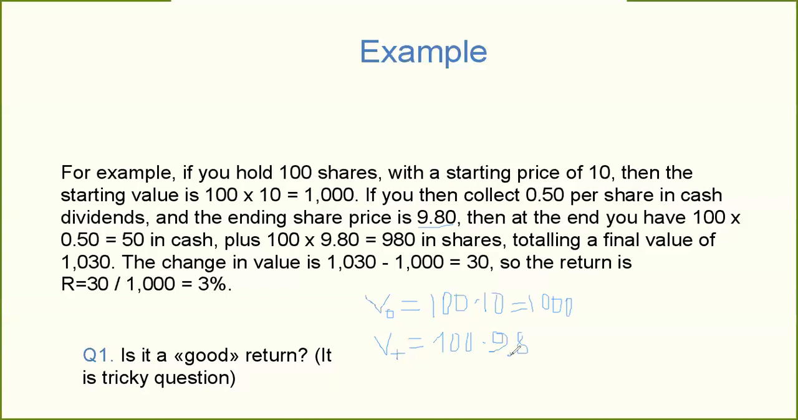but it's not all, because we have dividends. From every share, it is half a dollar. So plus 100 multiplied by 0.5, and it's easy to compute that the result will be 1,030.